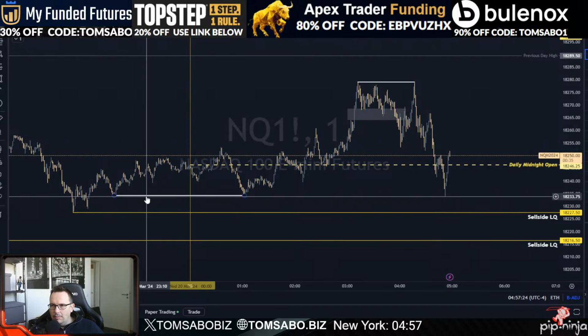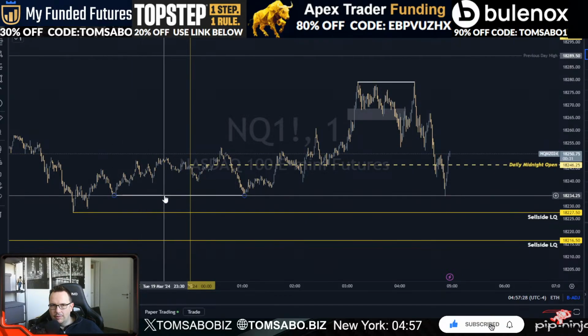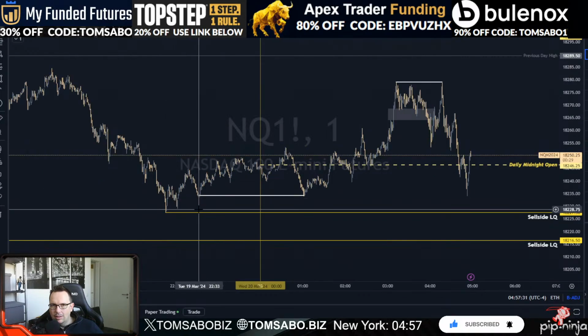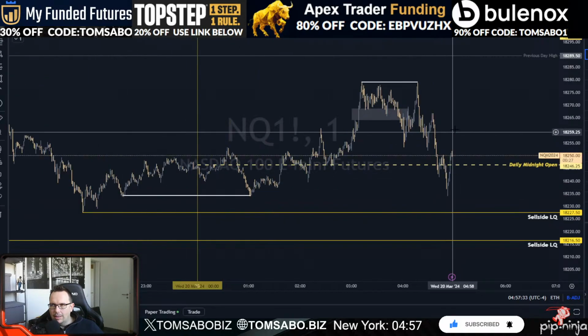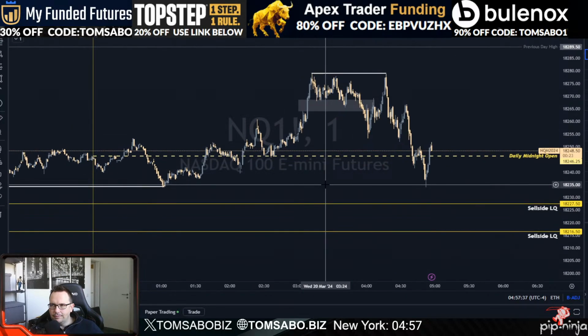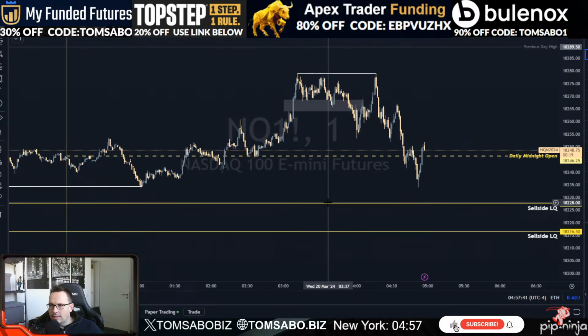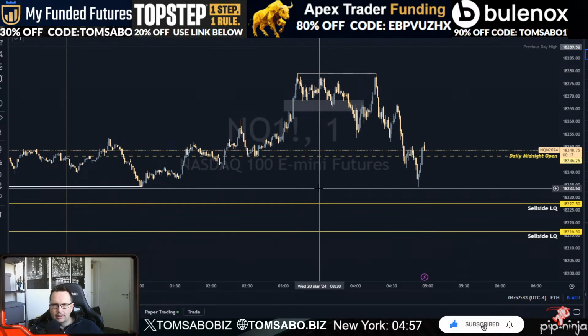Lows are in place. Relative equal lows, three times almost. Perfect three times low. But it can still grab some liquidity higher. And sell side is at 28.